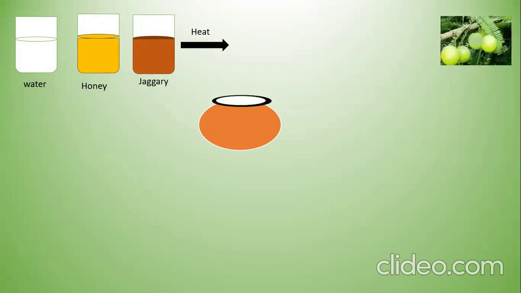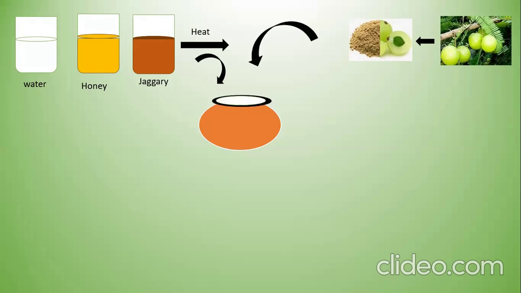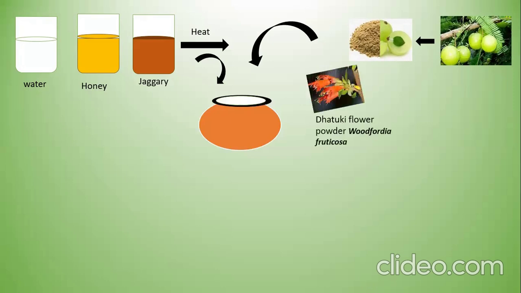After cooling, suppose we are going to prepare the amla asava. In this case, we are going to take the amla fruit, cut it, remove the seed, and the pulp has to be converted into powder form. Then that powder, as well as the water, honey, and jaggery, is to be added into the fermentation vessel. Now here we are going to add the dhatuki flowers, Woodfordia fruticosa, that we are going to add.